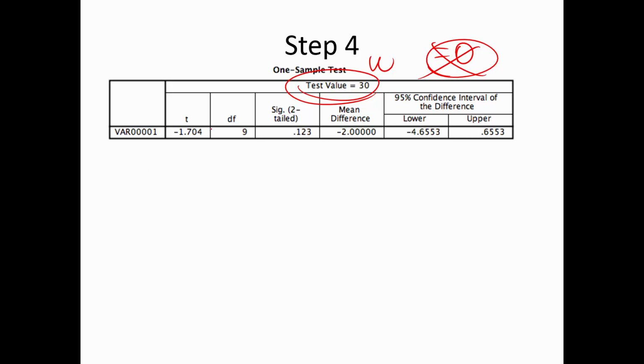But for step 4, what we really need is DF. Degrees of freedom is the number of scores that are free to vary and keep the same mean and standard deviation. I have n minus 1 scores, so 10 minus 1 makes our degrees of freedom 9, which is also listed here.